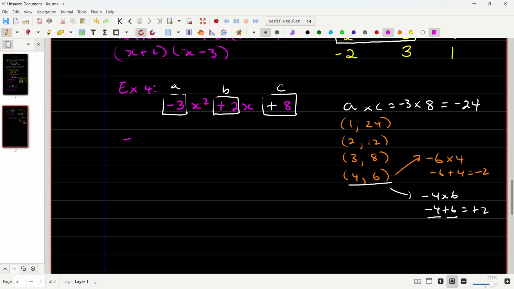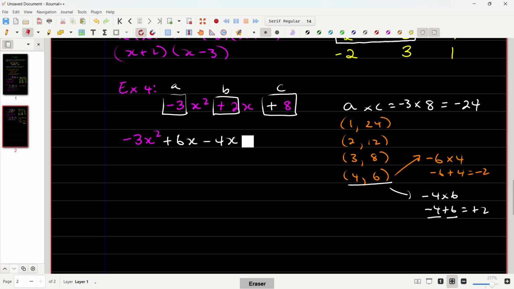So I will write negative 3x squared, and then positive 6x minus 4x, and then plus the 8.